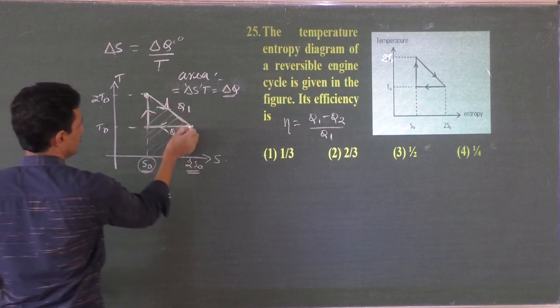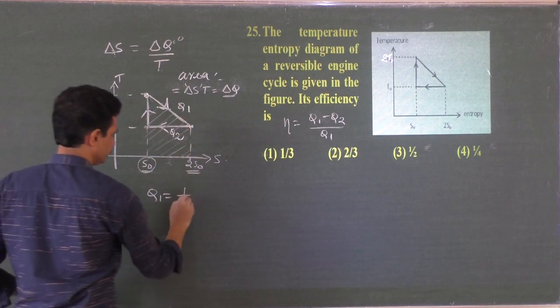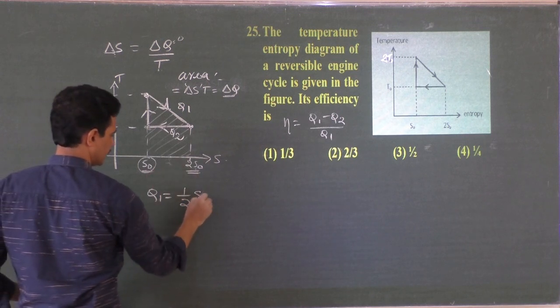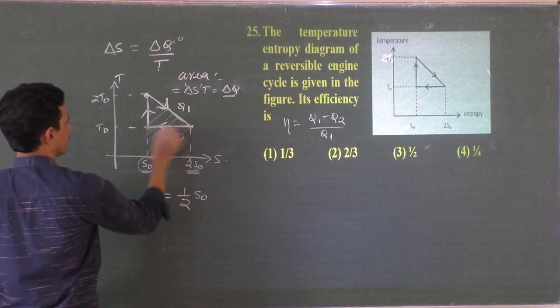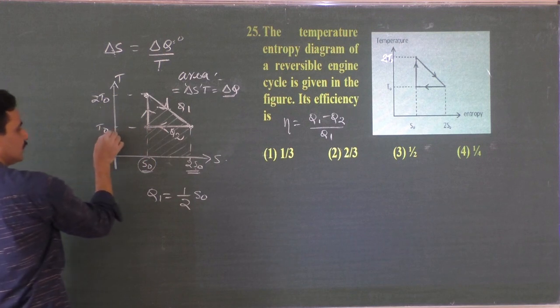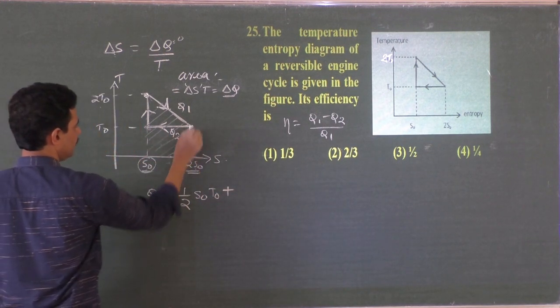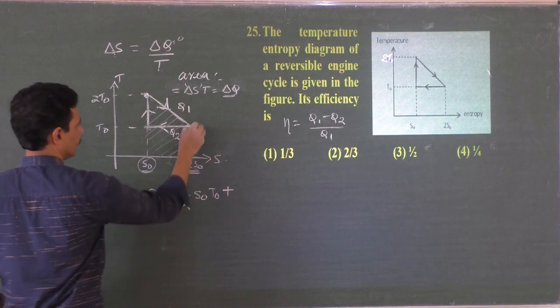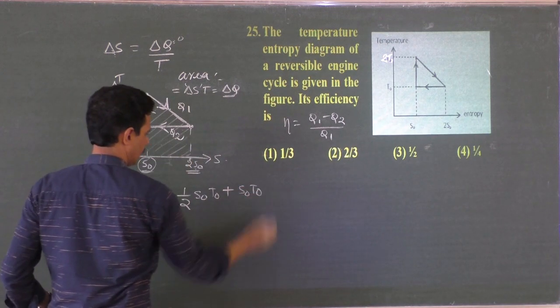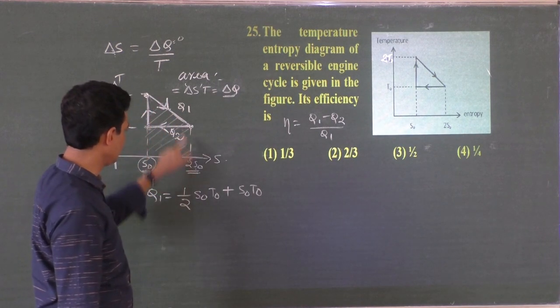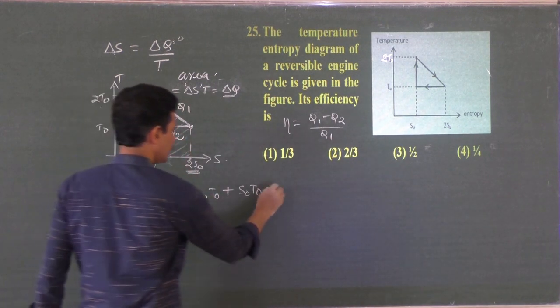What is that? This one. Half base. What is base? 2S naught to S naught, that is S naught. Half base into height. Height is 2T naught to T naught, that is T naught, plus the area of this rectangle. Length into breadth. Length is S naught, breadth is T naught, so S naught T naught. Correct? Half S naught T naught is the area of this triangle. Area of this rectangle is S naught T naught. So Q1 is 3 by 2 S naught T naught.